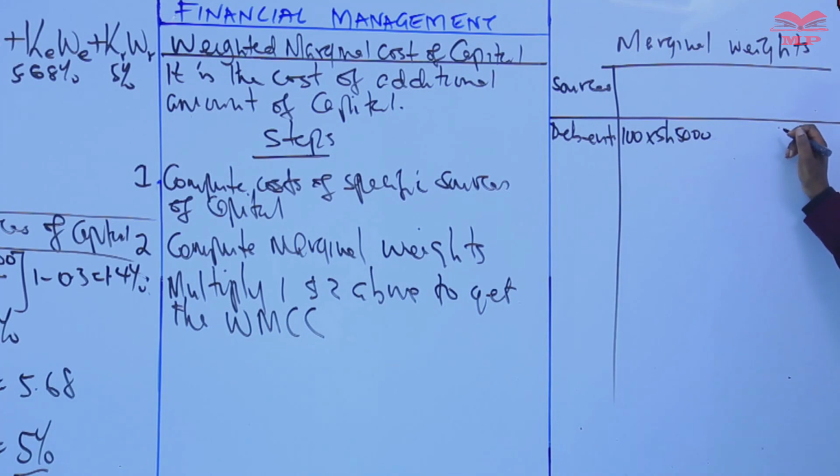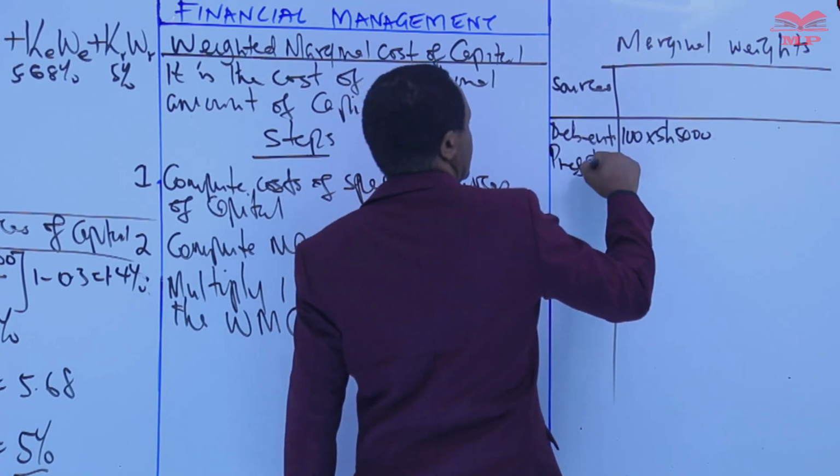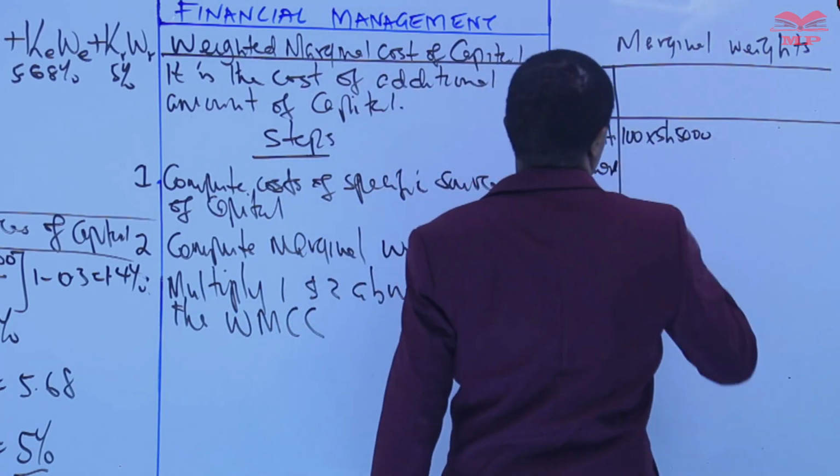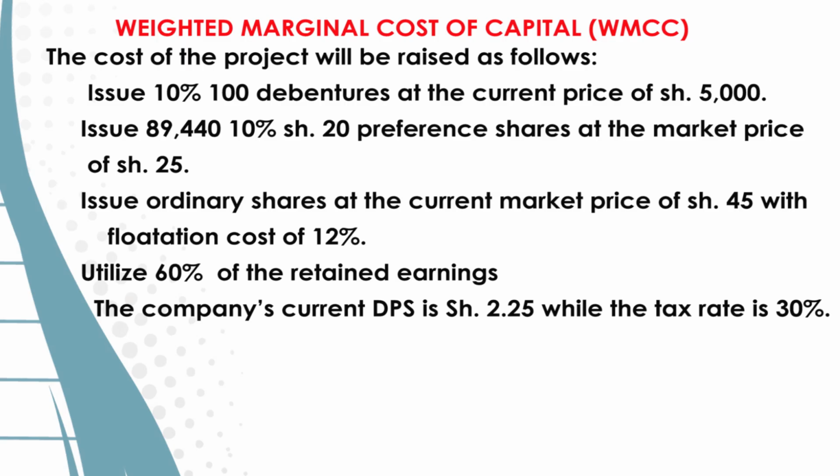Is it not? The second source is preference shares. Now, preference shares, look at the question, the information on the preference shares. That is note number 2. Issue 89,440 10% 20 shillings preference shares at the market price of 25 shillings.